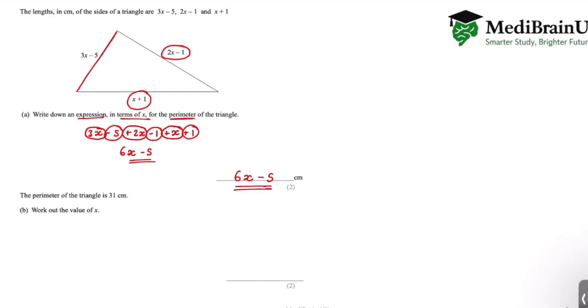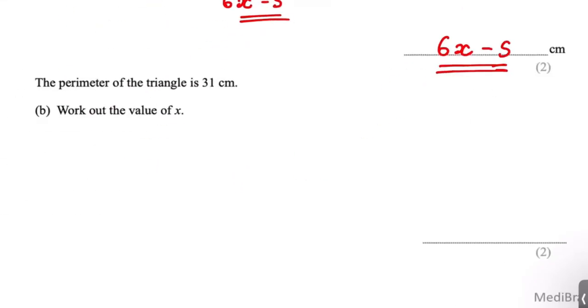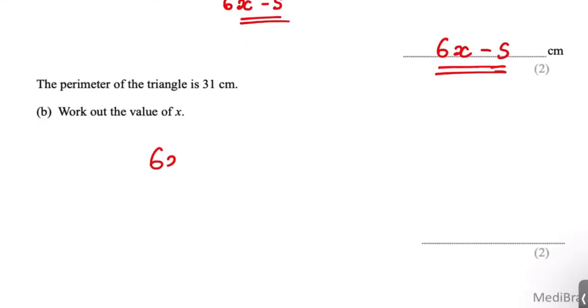Okay, so what does that mean? Well, we know that the perimeter is given by this expression. That's what the perimeter of the triangle is given by. But we also know that the total perimeter of the shape is 31 centimeters. That means that the two expressions, 6x minus 5, must be equal to 31 because this is the total perimeter, and this value that we've worked out, this expression, is also the total perimeter. So both of them must be the exact same.